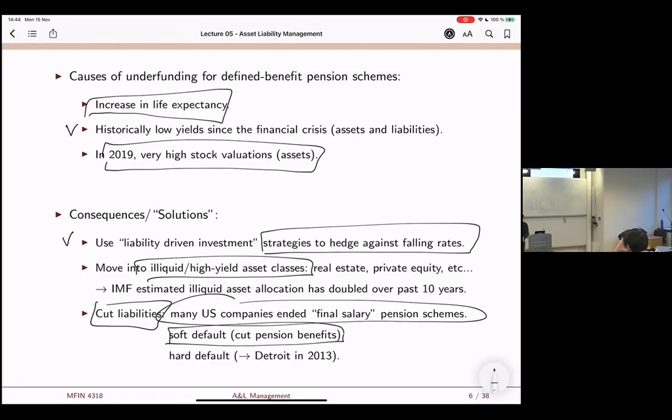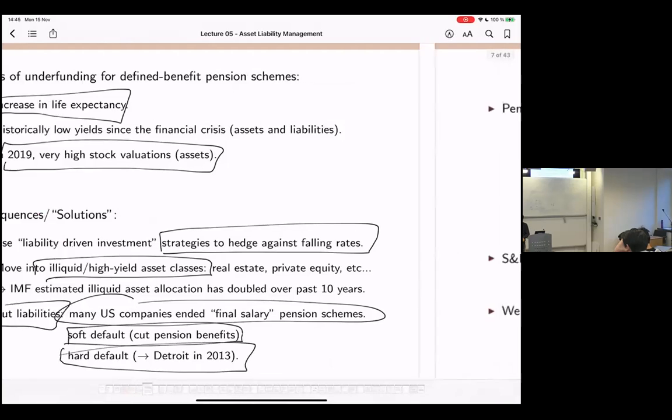Or when all hell breaks loose, there can be hard default, and actually the municipality of Detroit defaulted in 2013, and part of it was this financial burden they had from their pension plan, which was severely underfunded, right? So that was one of the causes why they actually had to default. So quite a serious issue actually.